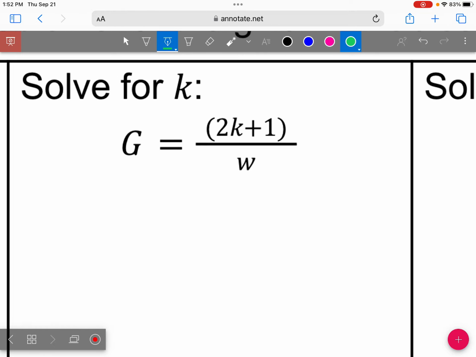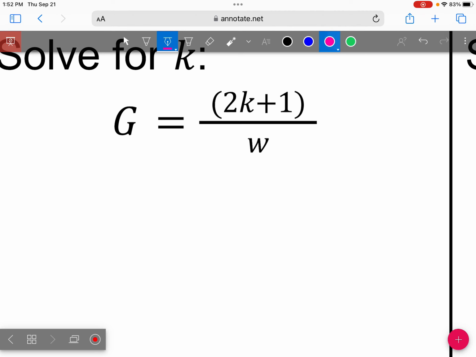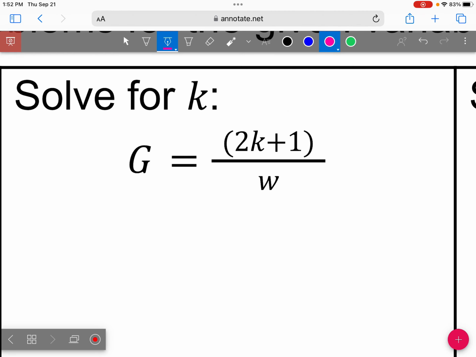So let's look at this one. It says solve for k. I need this guy by himself. So we're going to start with the thing that's farthest away from k and get it to go away. Which piece are we going to eliminate first? What is the outsidiest piece here? W.